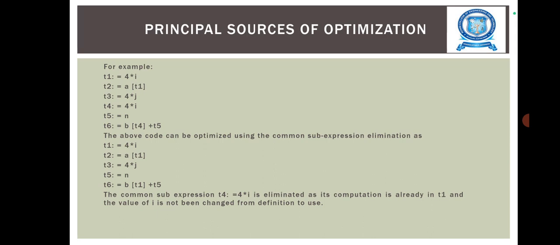This is the given code. In this code, we can apply common sub-expression elimination. Here T1 = 4 * I and T4 = 4 * I, both statements are common expressions, so we can eliminate one statement. After the elimination we get T1 = 4 * I, T2 = A[T1], T3 = 4 * J, T5 = N, T6 = B[T1] + T5. The common sub-expression T4 = 4 * I is eliminated as its computation is already in T1 and the value of I is not being changed from definition to use.